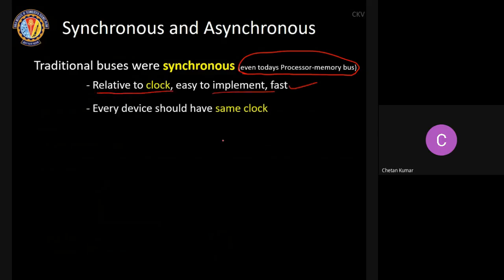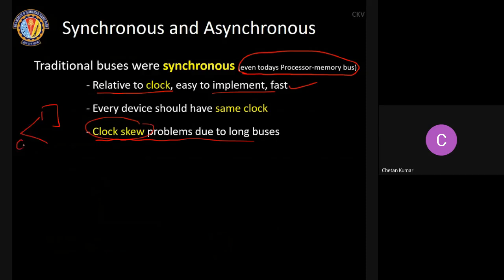And every device should have the same clock. So that is basically what we mean by synchronous. But again, due to the long nature of the bus, you might have clock skew problems. Clock skew is, if you have two devices and this is the clock source, both the devices will not receive the clock at the same time.